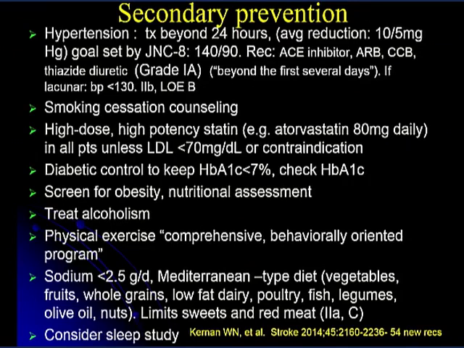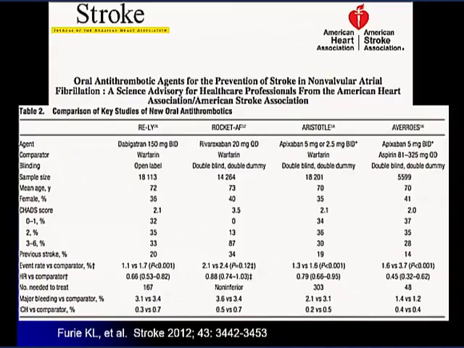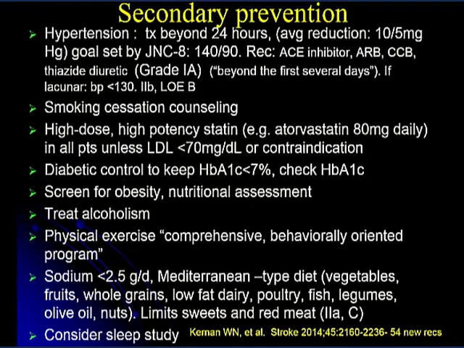So secondary prevention, things that we need to do after that is the hypertension control, average reduction of about 10 millimeters of mercury set by the JNC 6, and the recommendations are to use ACE inhibitors and ARB, a calcium channel blocker, and usually people say, when do I start it? Usually after the first couple of days. Smoking cessation counseling, high dose, and this is that high potency statin, unless the patient's LDL is very low, those patients you might not treat. The diabetic control to keep the hemoglobin A1C less than 7.